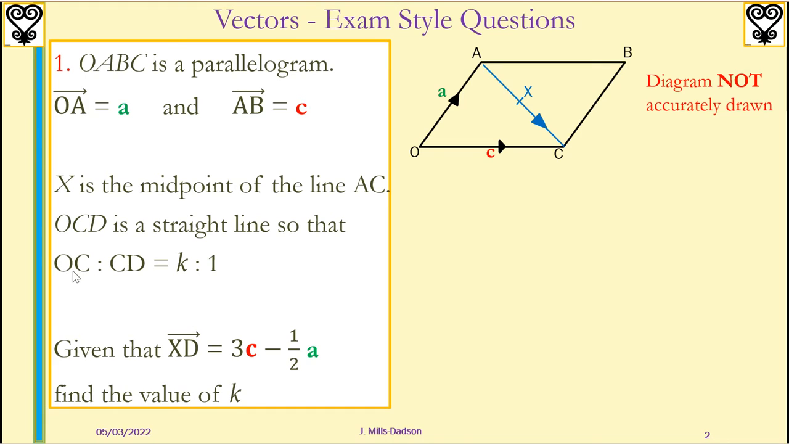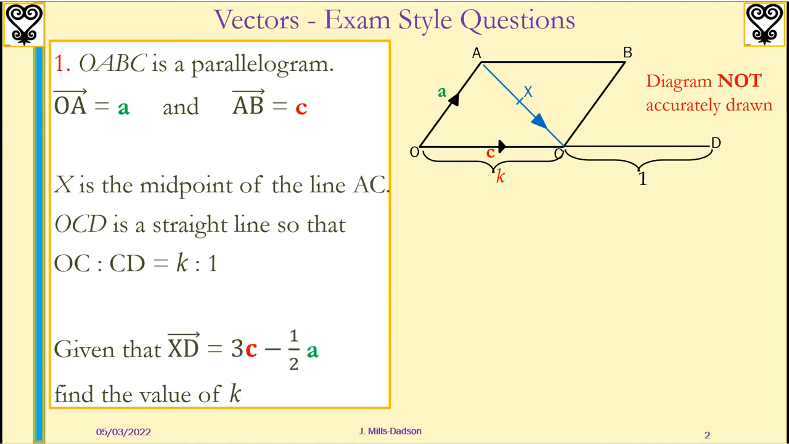So that OC is to CD as K is to 1, which means that K represents OC and 1 represents CD. And because OCD is a straight line, then D lies ahead of C. Also, K represents OC, and 1 is CD. We've been given XD as a vector 3C minus half A. So that's the vector XD. We're supposed to find K.